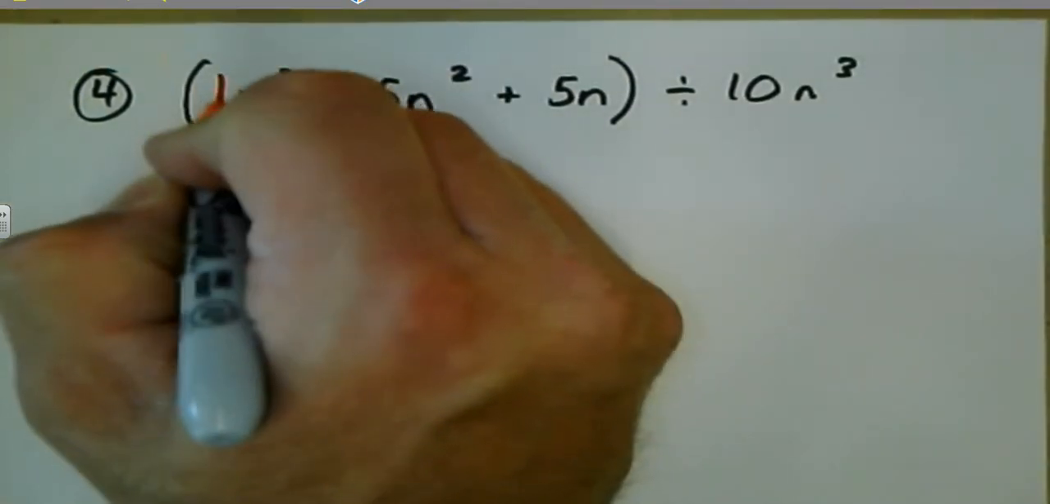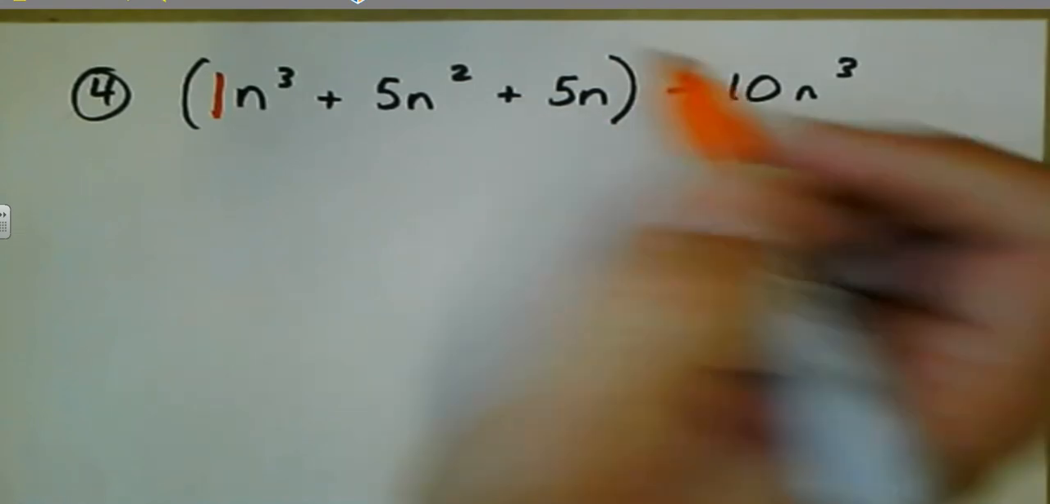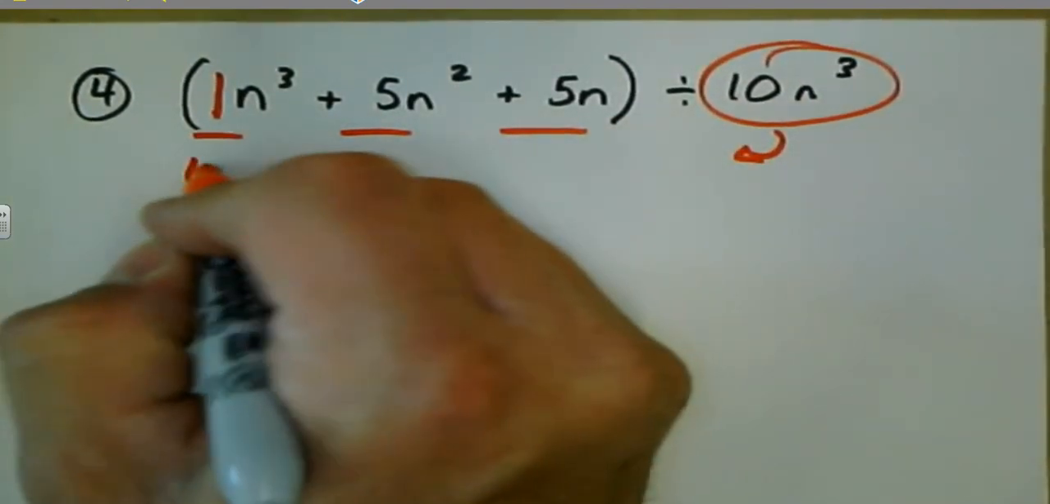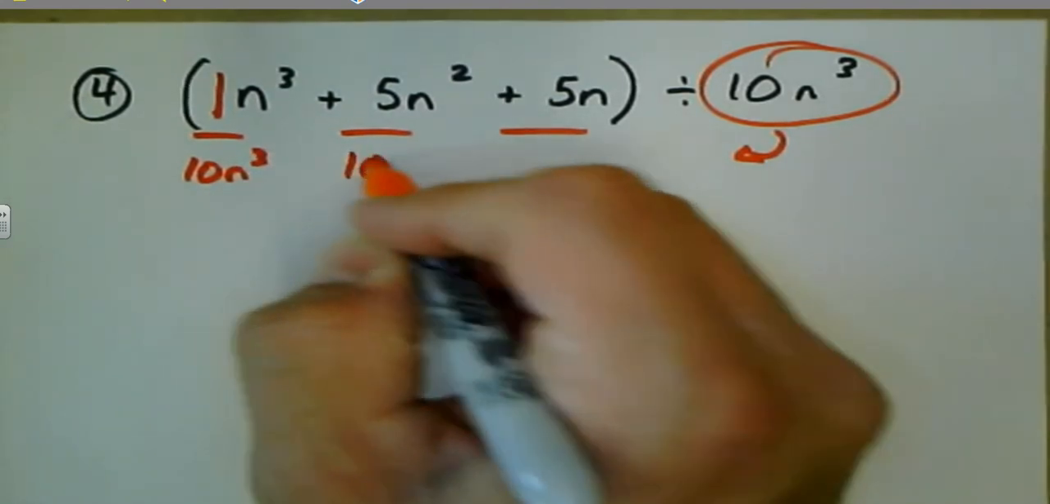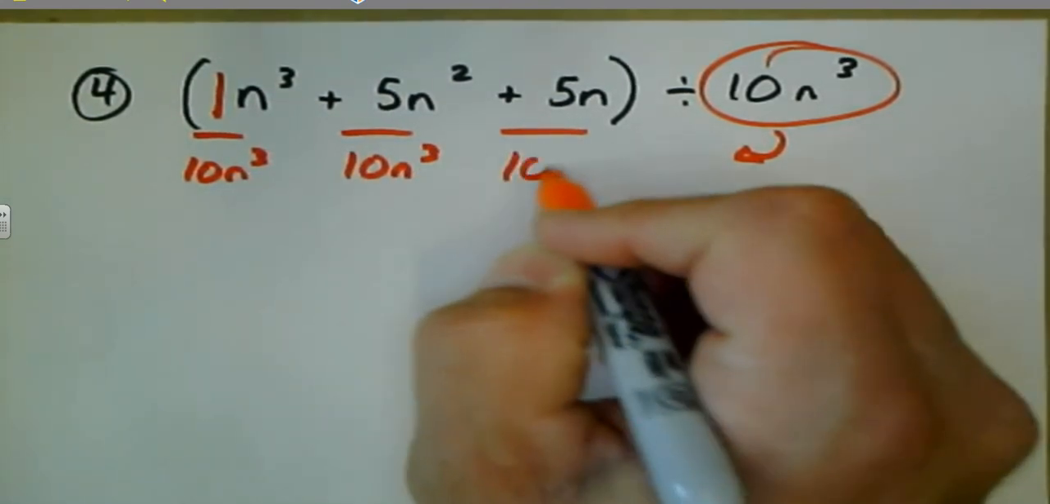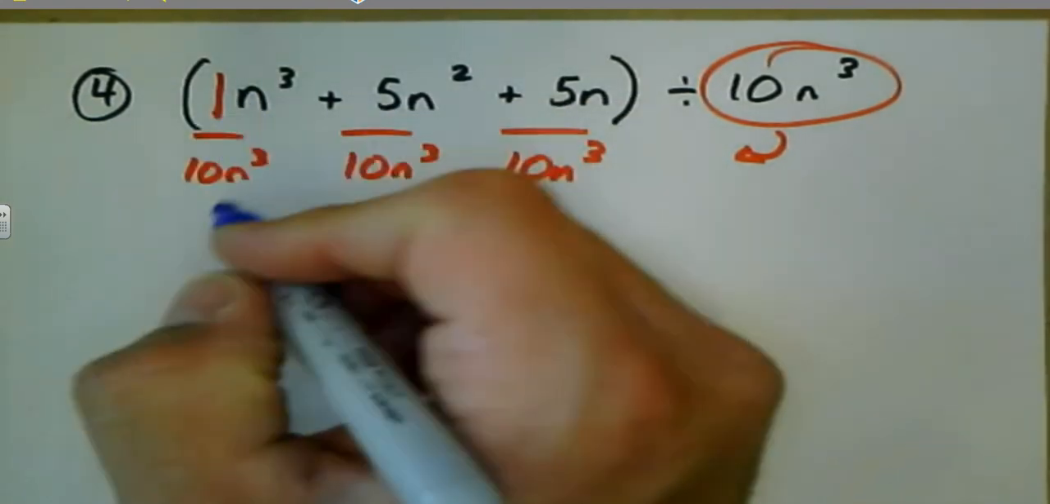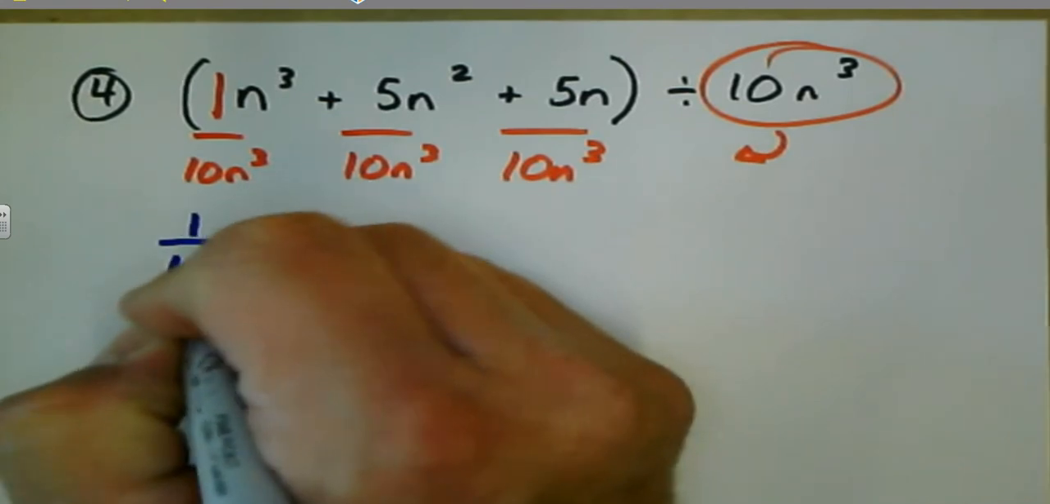All right, here's the next one. I'm going to put a 1 in front of it. I want to make sure I'm writing everything down today. All right, I'm going to take that, throw it underneath. 10n to the third, 10n to the third, 10n to the third. We're going to have an extra step on this one, guys, so make sure you're paying attention. So 1 divided by 10 is just going to remain 1 over 10.